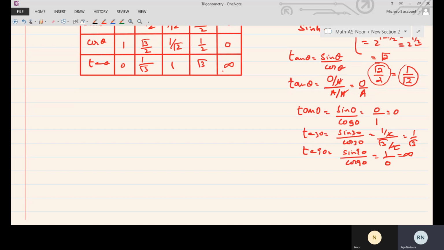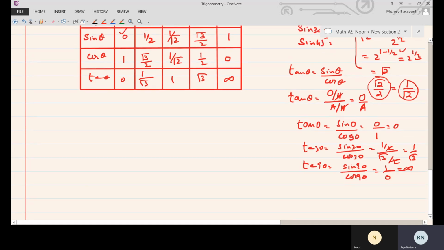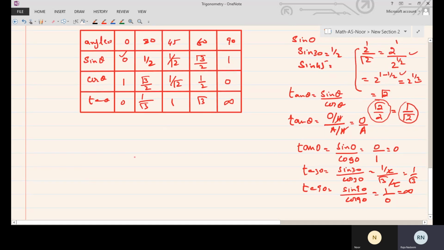Okay, you must write this table and try to memorize the table. So this will help in simplification. You can use calculator, but if you memorize these values, you'll save time, because instead of using the calculator you can directly write the answer.